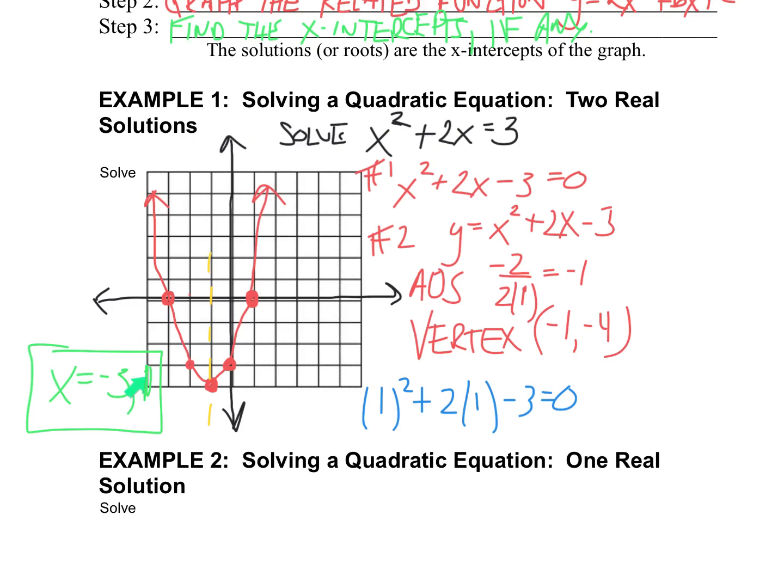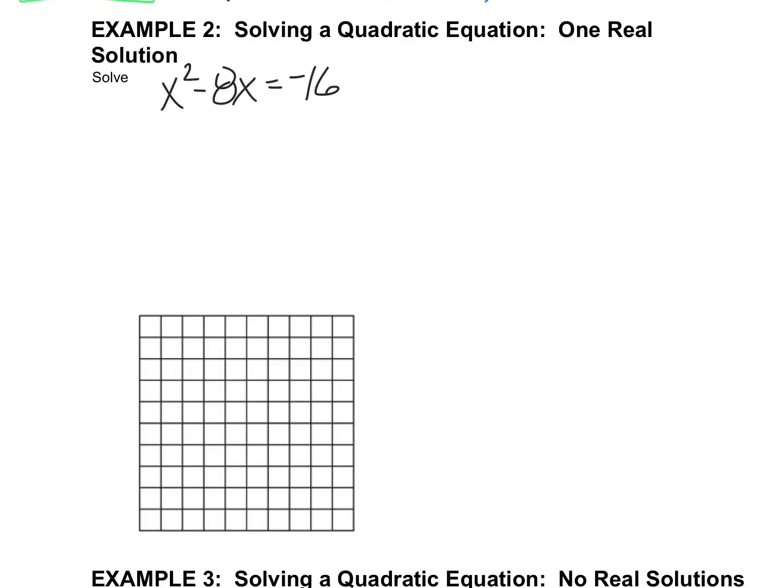If I was to plug in the 1, 1 squared is 1, plus 2 times 1 is 2. 1 plus 2 is 3. So it checks. Not a bad idea to make sure you have the right answer, but there are two solutions there. So now we want to solve this next example.